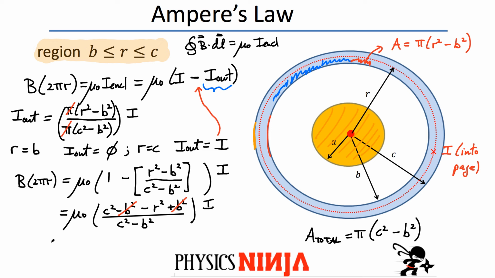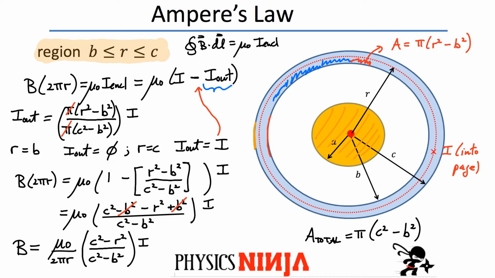Now we're going to get one last expression here for the magnitude of the field: mu zero divided by 2 pi r. And you're going to have another term here that depends on the radius, c squared minus r squared, over c squared minus b squared. And all of that gets multiplied by the current. Okay, so there you have it, folks.